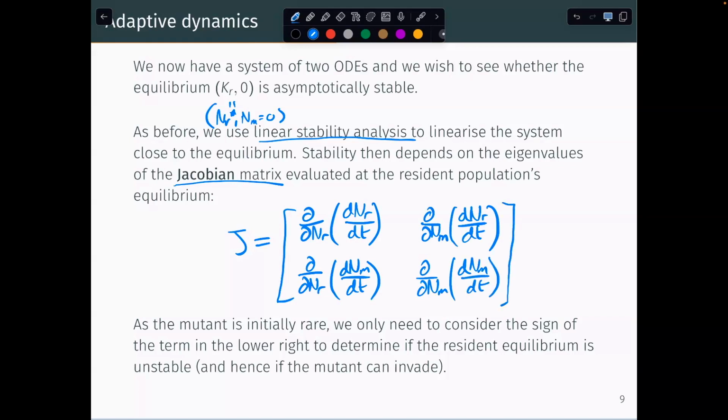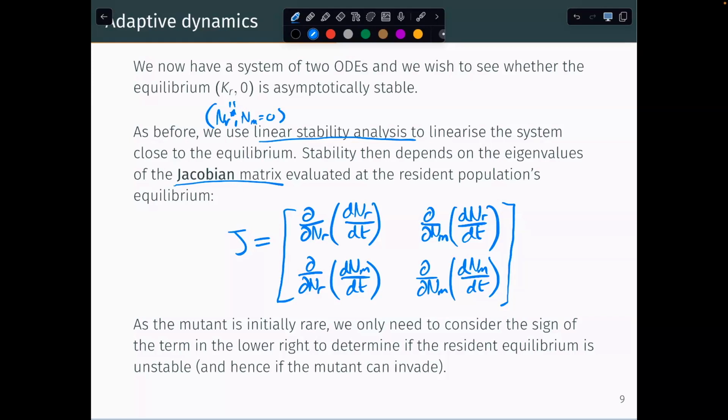And the eigenvalues of this Jacobian matrix will tell us whether our equilibrium up here, AR0, is asymptotically stable or not. If the eigenvalues of this Jacobian have both negative real parts, then any perturbation away from that is going to decay away. In other words, our mutant can't invade. We'll just get sucked back to this KR0 state. Our mutant will go extinct.